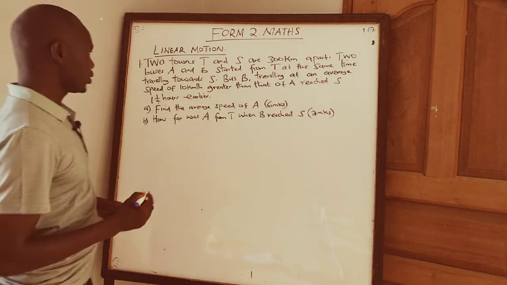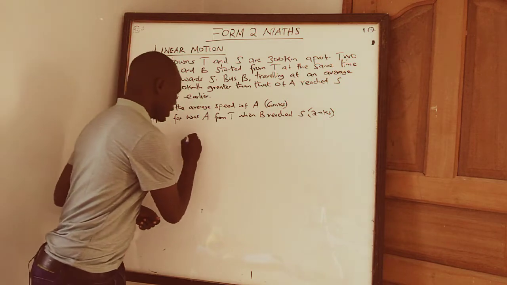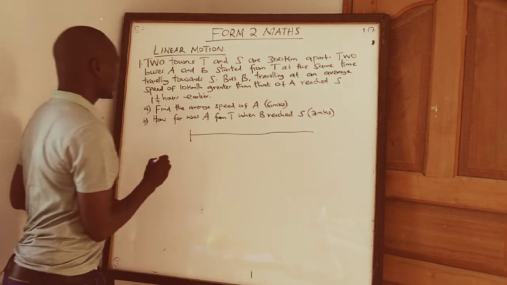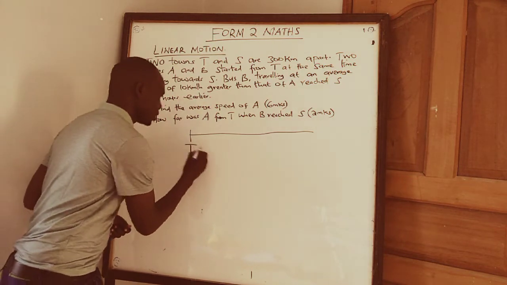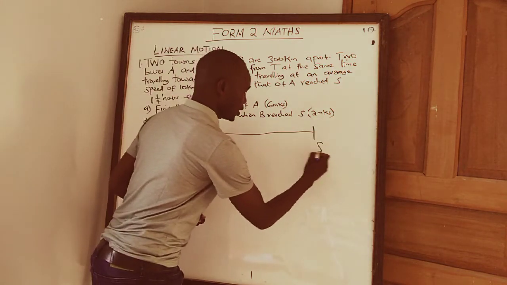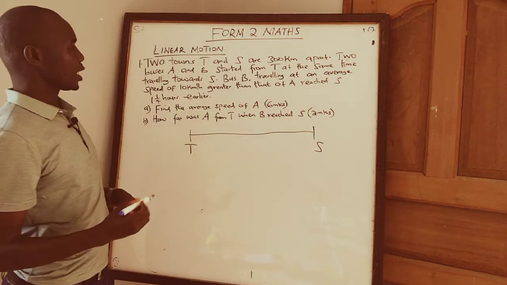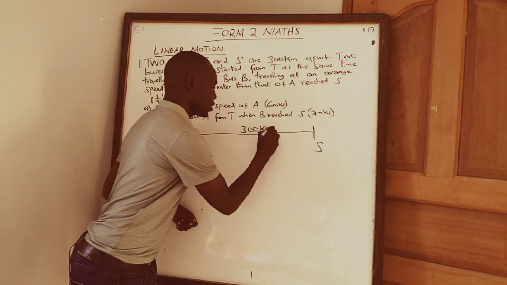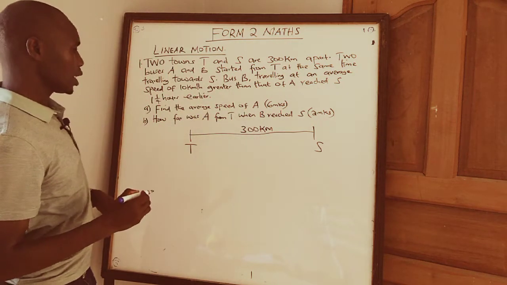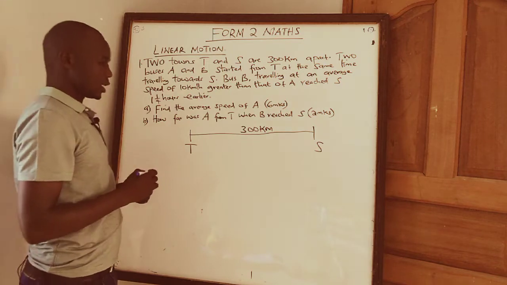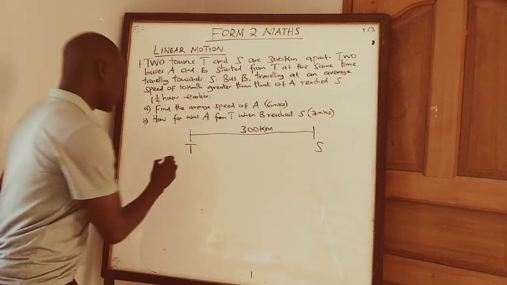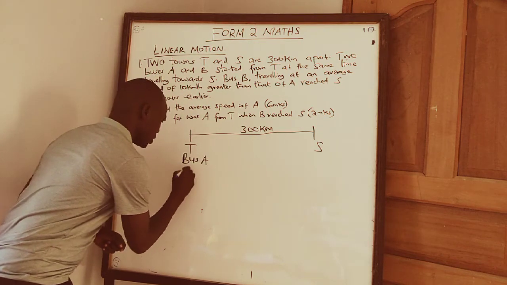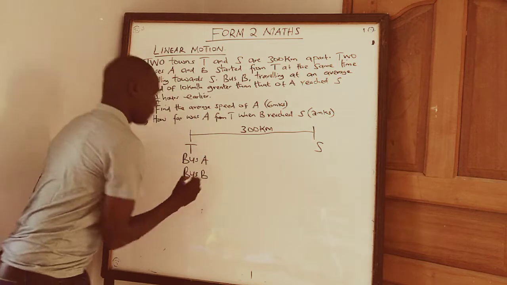So for us to be able to do this question, let us do a sketch of the distances between the two towns. We have two towns, that is T. We also have another town, S. And the two towns are 300 kilometers apart. That means the distance between T and S is 300 kilometers. We have two buses. We have bus A and we have bus B.